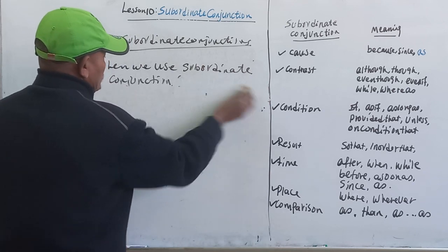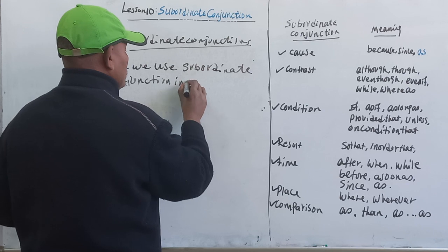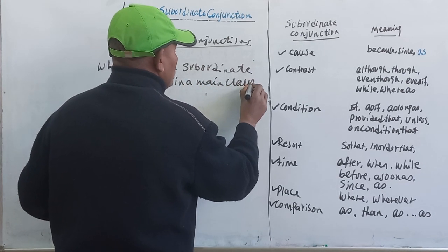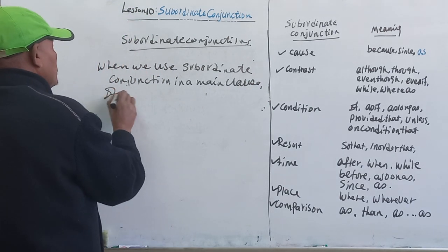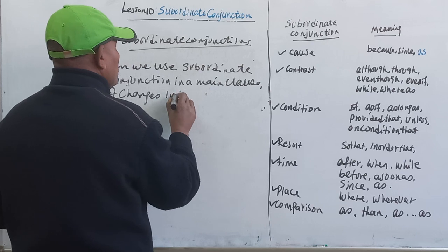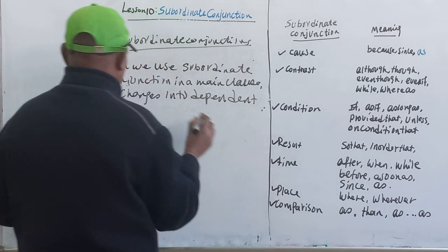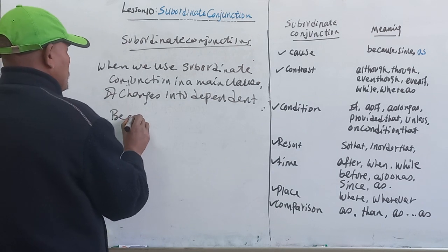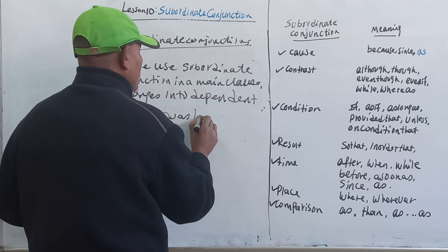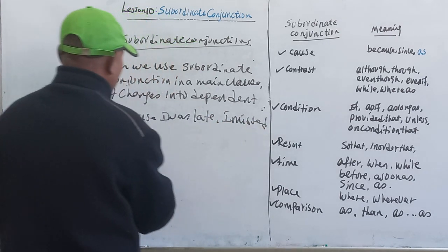When we use a subordinate conjunction in a main clause, it changes into dependent. Look here. Because I was late, I missed the first train, yeah?